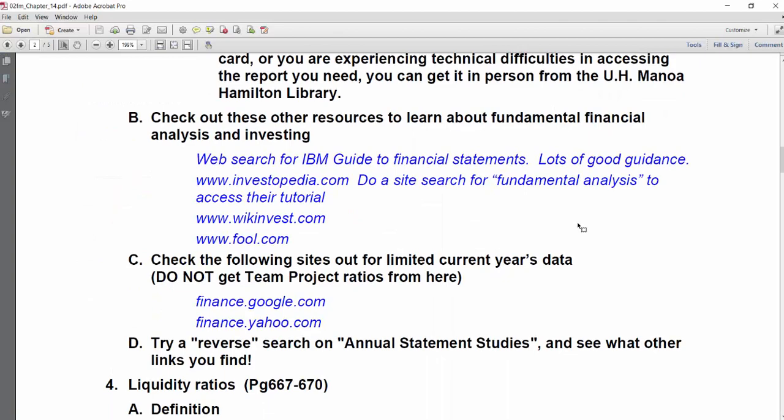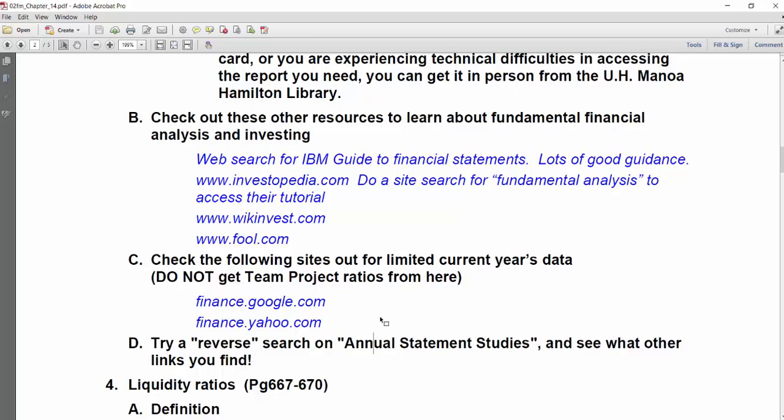You can also do a reverse search on something called annual statement studies, and though there will be a limited number of responses on annual statement studies, all the web pages that refer to it are deeply and heavily involved in fundamental financial analysis. So you might find some goodies there just by searching.